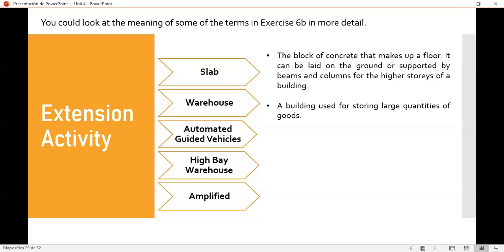For the automated guided vehicles, I think it's like a remote control of the vehicles, or a system, one device of the equipment. I think so, I don't know. Automated guided vehicles.